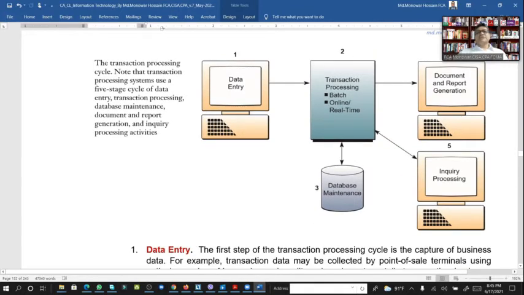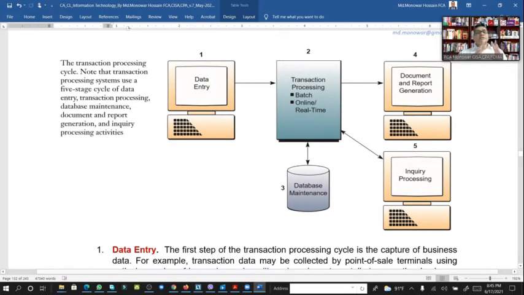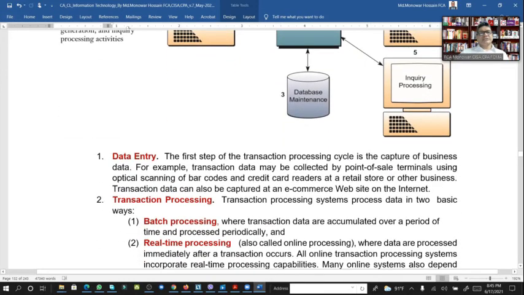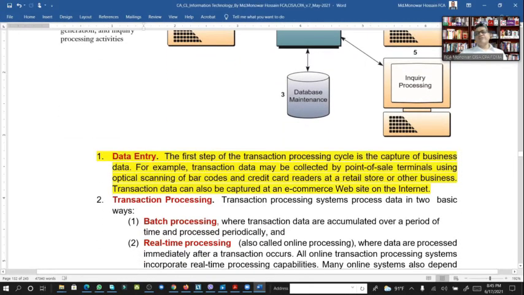Look, first, data entry. Note that the transaction processing cycle is a five-stage cycle: data entry, transaction processing, database maintenance, document and report generation, and inquiry processing. Number 1 is data entry. The first step of the transaction processing cycle is to capture the business data.